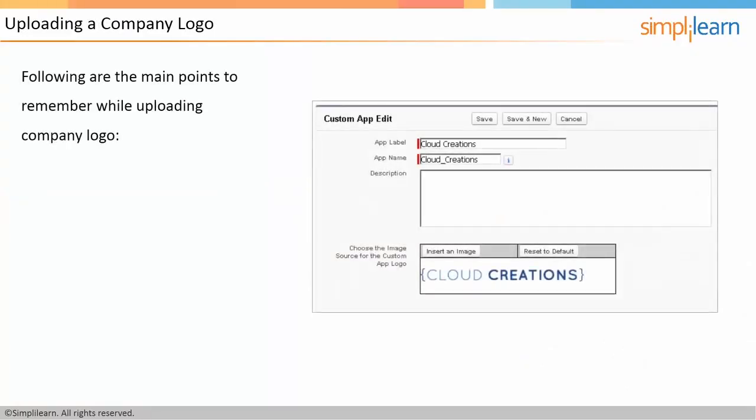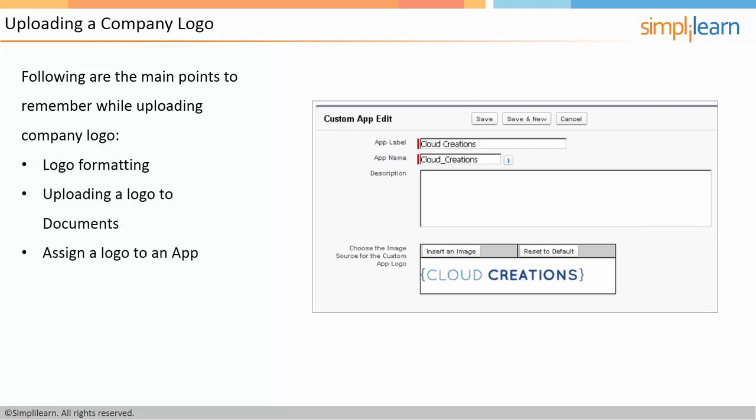So the next thing we're going to talk about here is uploading a company logo. Inside Salesforce, when you create apps and email templates and letterhead and all of that, you're going to want to have the company logo in there. So what you need to do is make sure that your logo is formatted per Salesforce specifications, 300 by 55 pixels, for example. You also need to upload that logo to the Documents tab, and then you can assign that logo to an actual app in Salesforce. So I'm now going to demonstrate how to upload the logo to Salesforce.